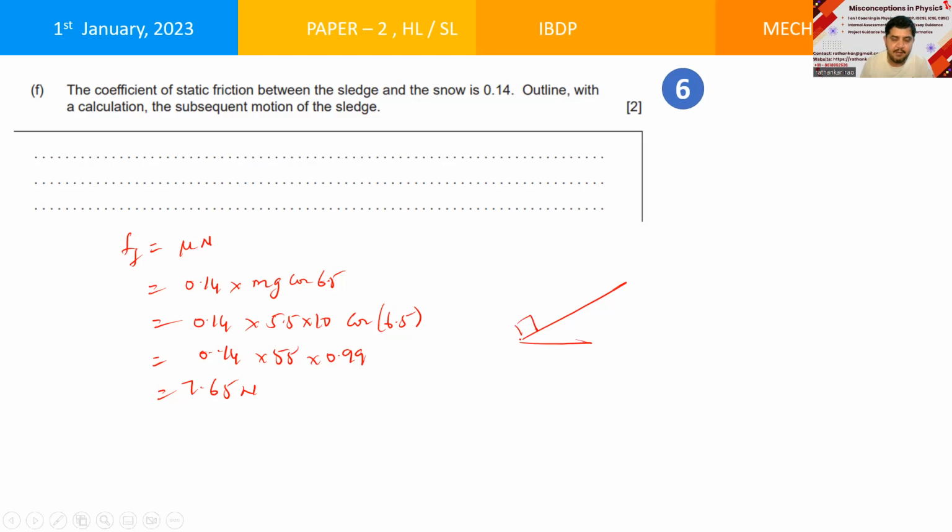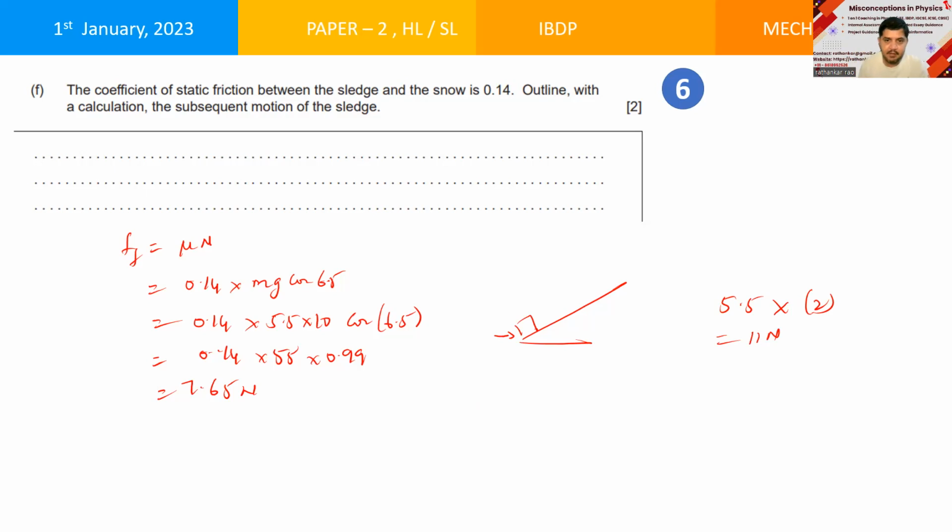Now let us find out what is the force given to it at this point. The force given to it at this point is 5.5 multiplied by 2, which should be equal to 11 Newton. Sorry, something is wrong. Net force acting on it should now be, so I am getting the 7.65 Newton.